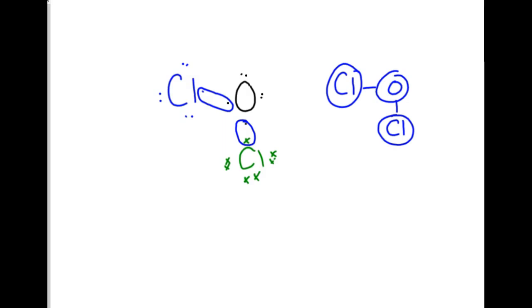Right now, when we draw our ball and stick models, we're not going to worry about valence electrons yet. They will eventually become important when we predict bond angles. So bond angles are how far apart these things are going to be. One step at a time. Give O2 a try.